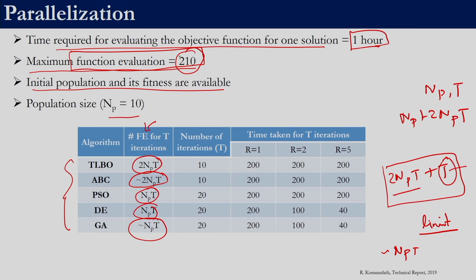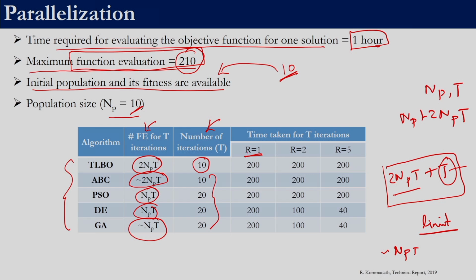If I have to perform only 210 functional evaluations and with a population size of 10, then 10 functional evaluations are lost because of the initial population. The number of iterations that I can perform in TLBO is 10, right. Because it is 2 NPT, so 10 iterations into population of 10 into 2, that will itself be 200, and the initial functional evaluation is 10. We can perform only 10 iterations. Similarly, all these 4 can be calculated, right. So, this is the number of iterations that we will be required to perform if the maximum number of functional evaluations is 210 and the population size is 10.